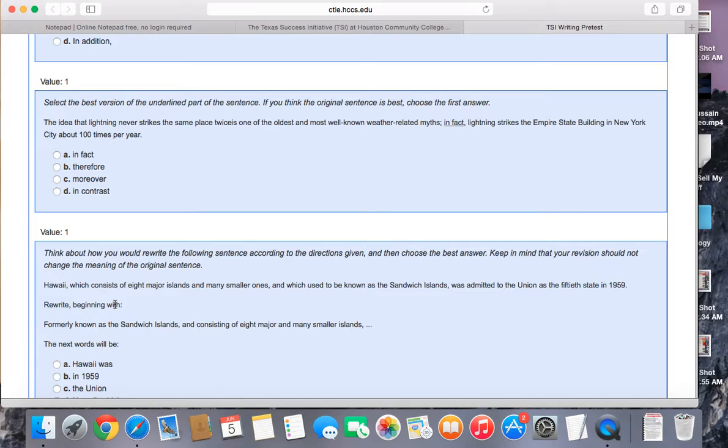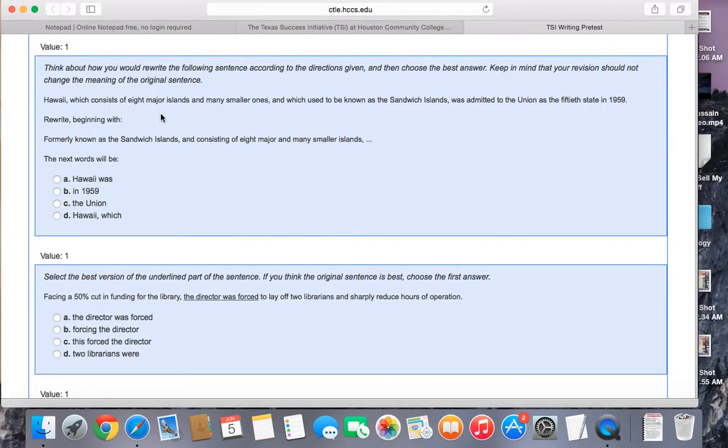The idea that lightning never strikes in the same place twice is one of the oldest and most well-known weather-related myths. In fact, lightning strikes the Empire State Building in New York about 100 times a year. In fact, so I think it's perfectly fine. I don't see any errors in any part of the sentence. In contrast, no, right here.